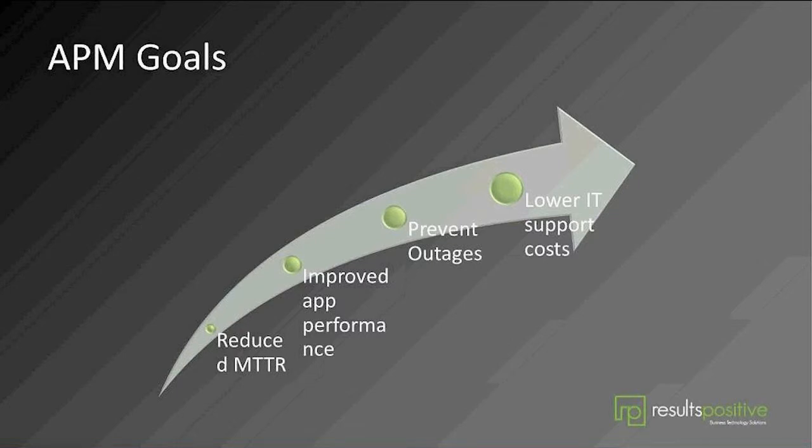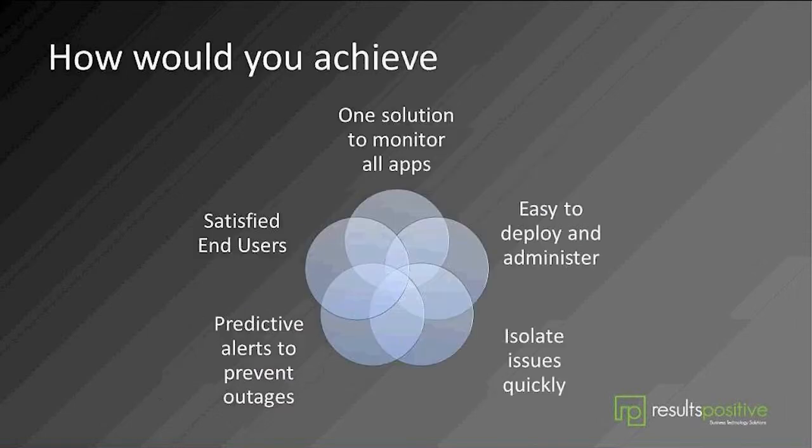To avoid such situations and to monitor application performance, these are the key goals of an application performance management solution. You would need to reduce the mean time to resolution in case of any issues and problems. You would want to improve the application performance, prevent the outages, and finally, lower the IT support cost.